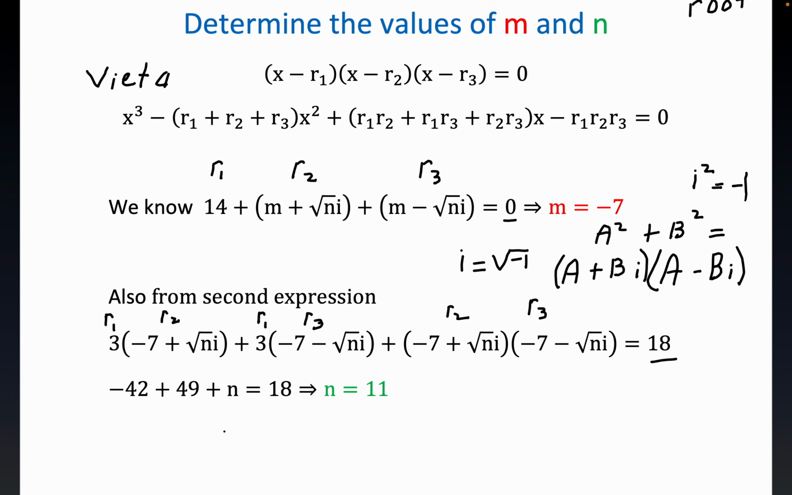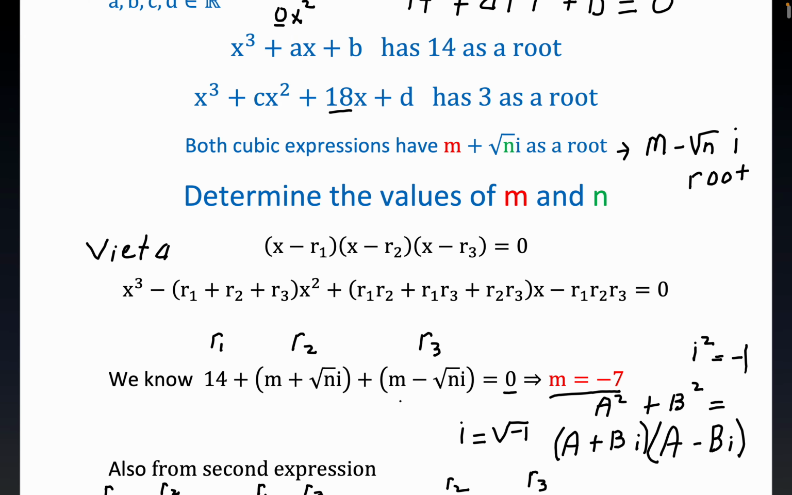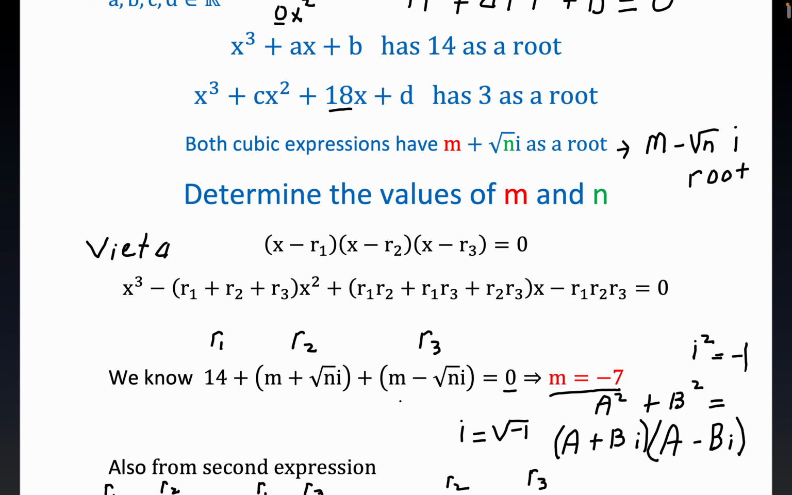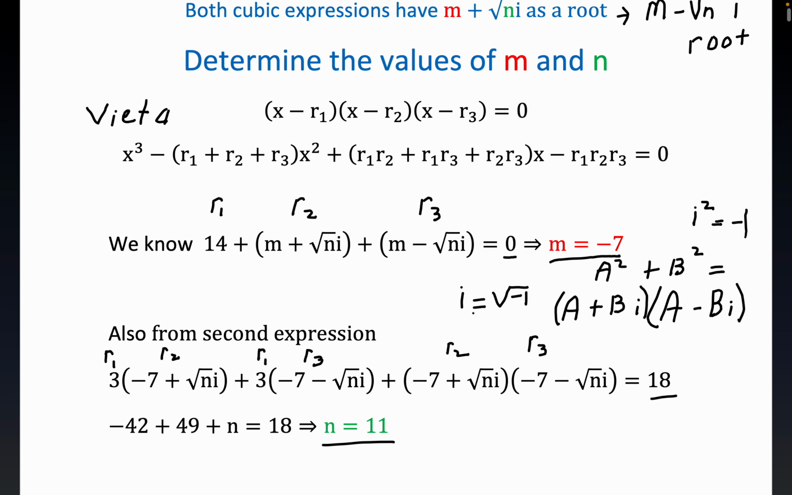That's how all this arithmetic occurs. You see how n just pops out, because the square root of n times the square root of n is n, and two minus signs make a plus, so you get n is equal to 11. Those are our two solutions: m equals -7 and n equals 11. The original root would be -7 plus the square root of 11 i. You could write out the form if you want to, but those are the answers. Hope you enjoyed that. I thought it was pretty cool.